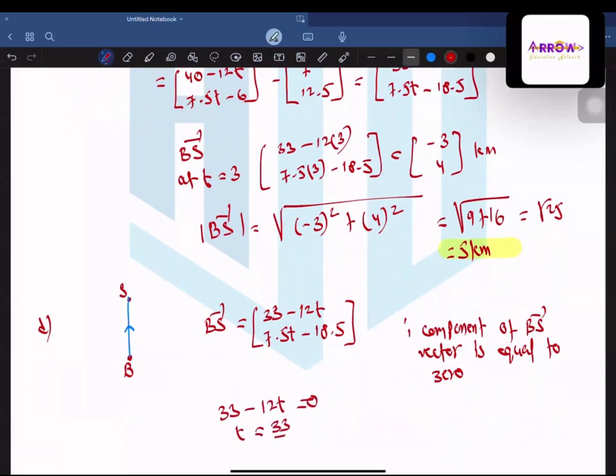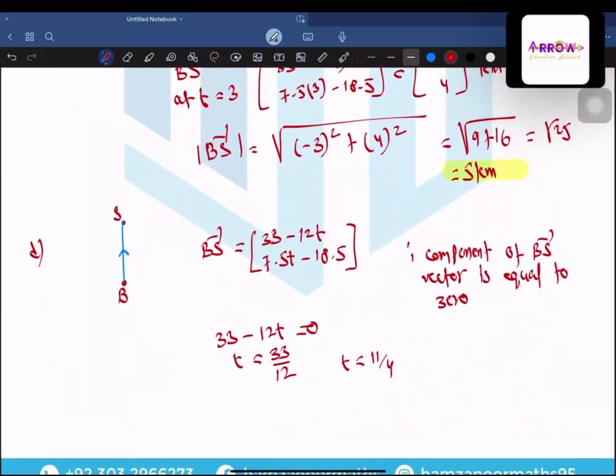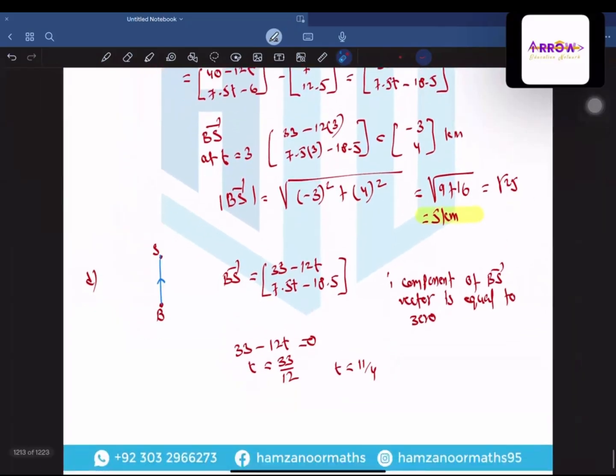So the value of t will be 33 divided by 12. So 33 divided by 12 is 11 over 4, which is 2.75. So t is equal to 11 over 4. All right. And now what we are going to do, we are going to put it in the j component, because as we know the I component will be 0 and we need to find the distance, right? And the distance would be the vertical distance, meaning whatever the j component of BS vector is, that will be the required distance. Makes sense?